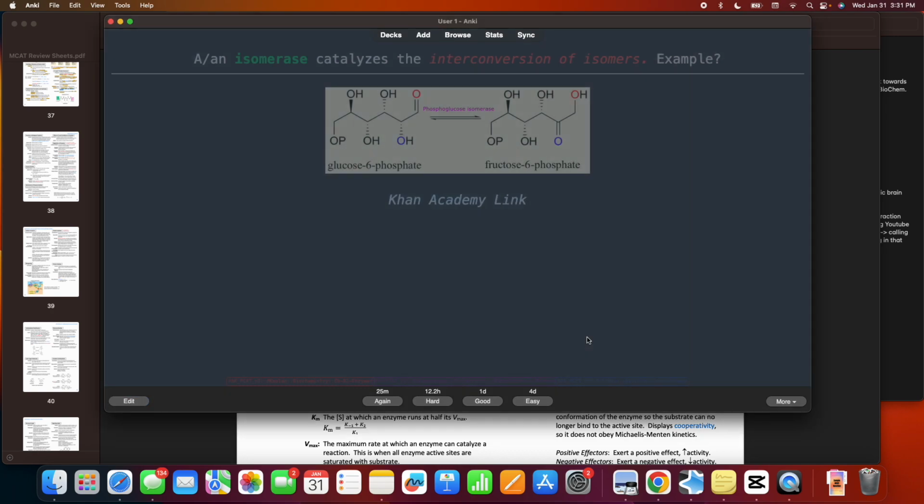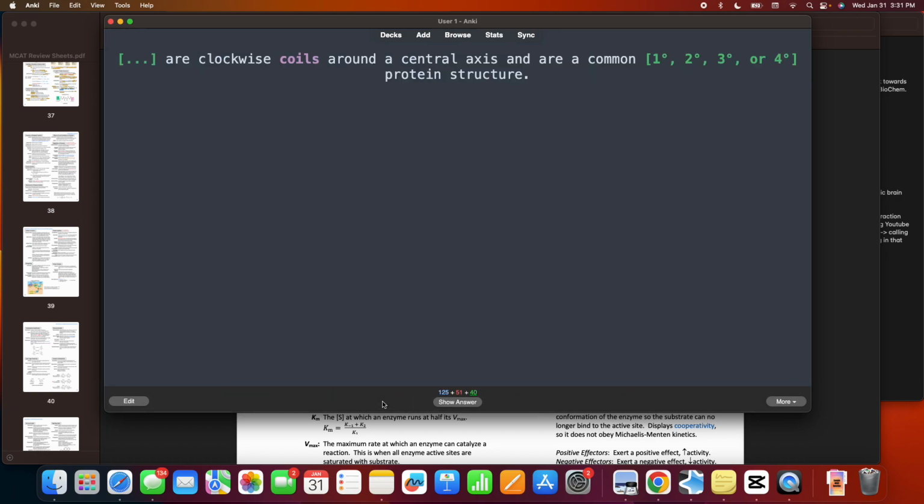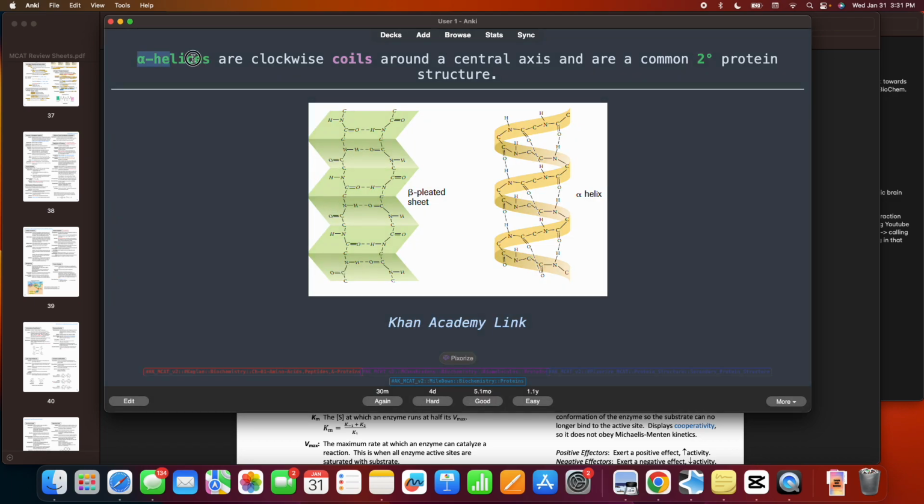So, phosphoglucose isomerase. What are clockwise coils? Since it's a coil, it should be an alpha helix around the central axis, and these are a common secondary protein structure. Alpha helices, coils, secondary structure. We're good with this.